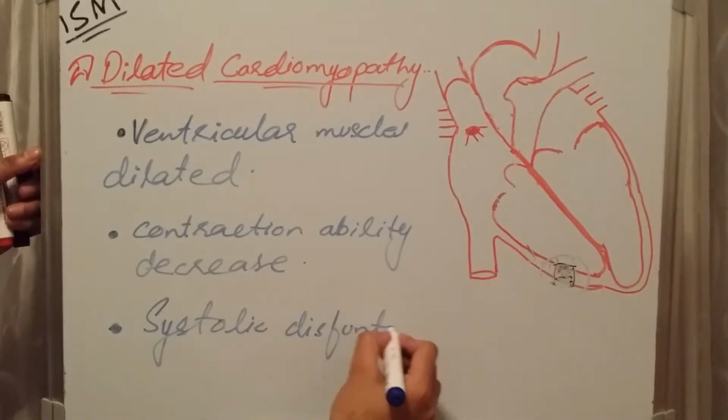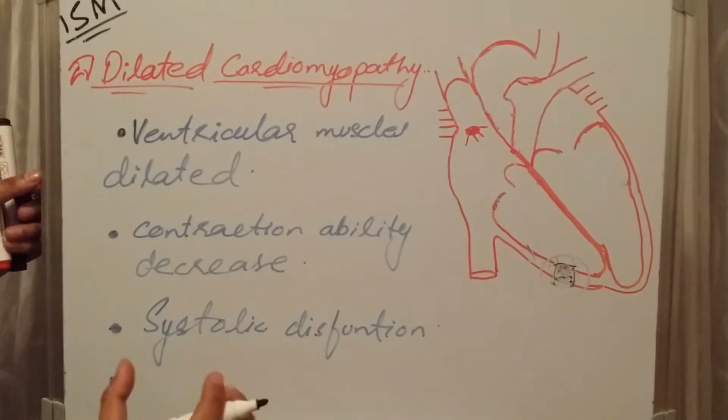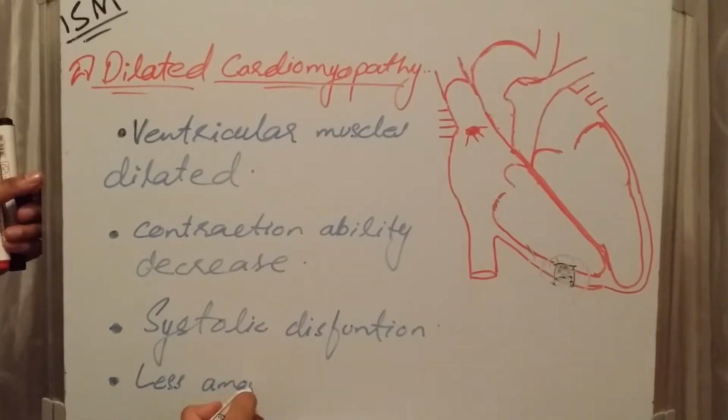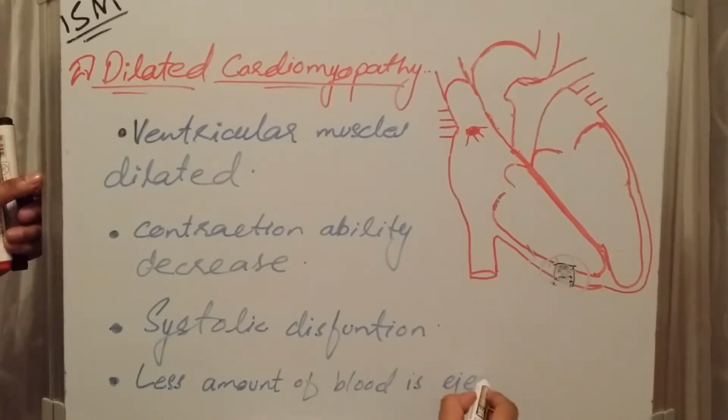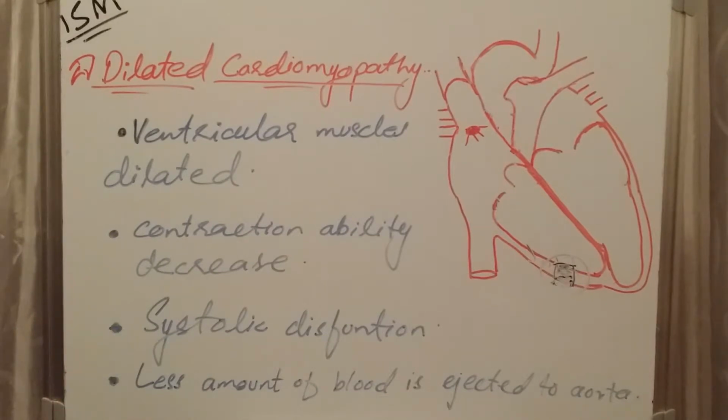In systolic dysfunction, the ventricle will not contract fully, and as a result less amount of blood is ejected to the aorta, and this less ejection of blood to the aorta causes strain.